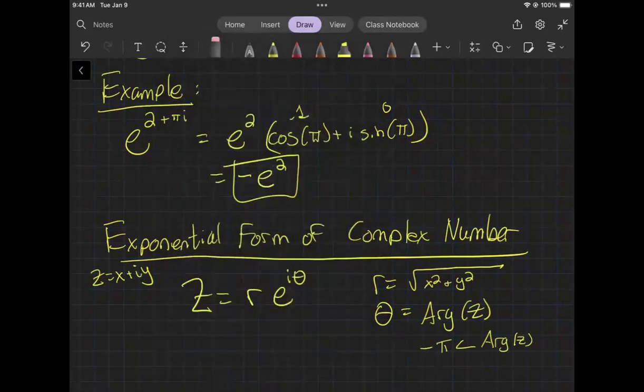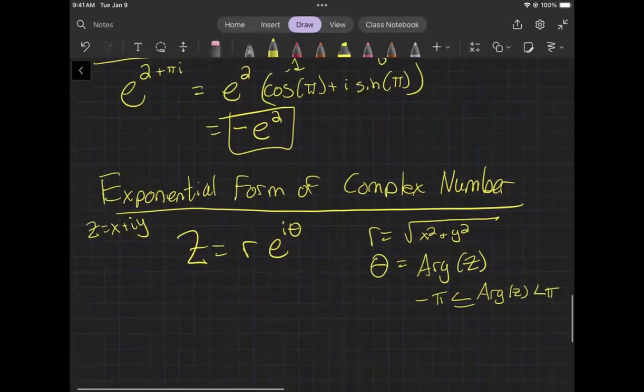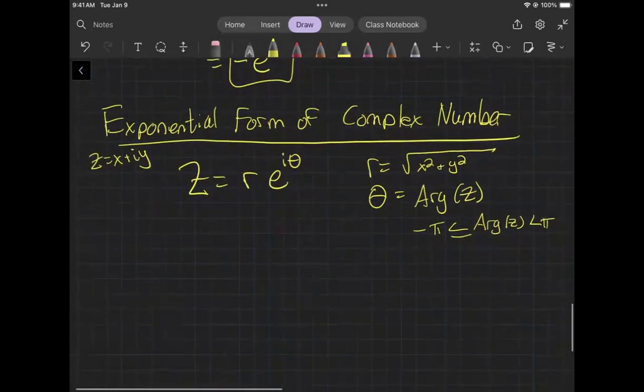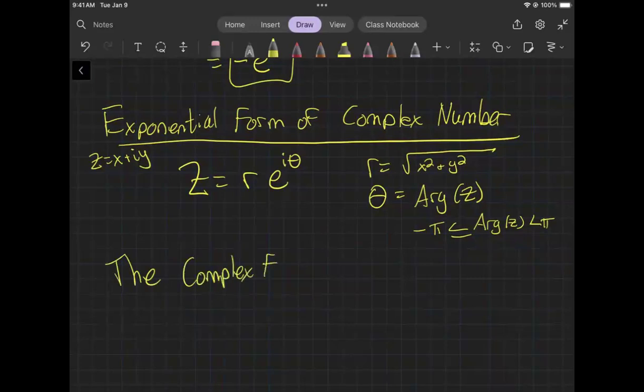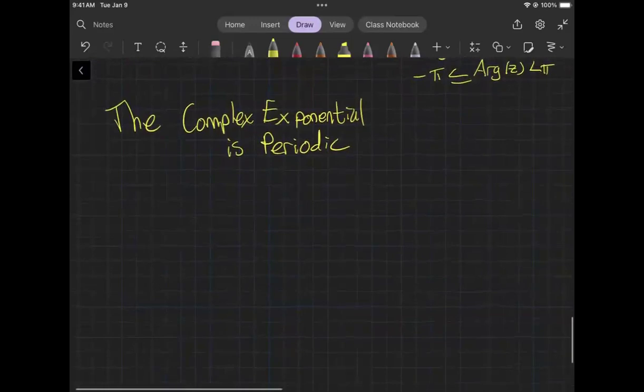One of them is less than, the other one's less than or equal to. So this here, that's the principal argument of z, okay? And we also know that since theta can be periodic, or I should say sine and cosine of theta is periodic, we can also say that the complex exponential is periodic, right? Okay.